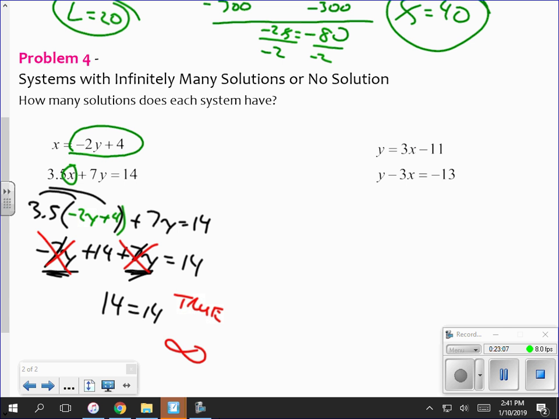So if my variables disappear and I have a true statement, everything works. Remember when we were talking about the graphing and you had two lines that are exactly the same line, one on top of each other? That's exactly what's happening here. These two equations are versions of each other. It's the same line. If you graph the top one, graph the bottom one, you get the same line. There's an infinite number of solutions.